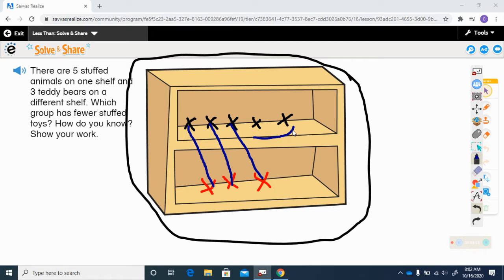It wants to know which group has fewer. Fewer means the bottom number, the small number. Since we still have stuffed animals left over, the teddy bears have fewer. That shelf has fewer than these, the tiniest, smallest number. So the teddy bears would be the answer.